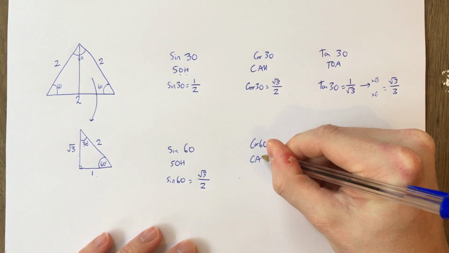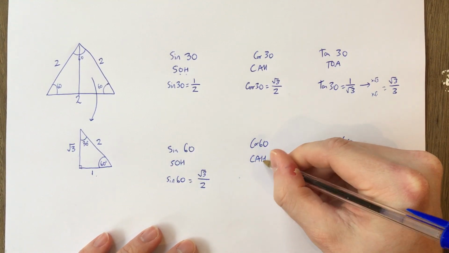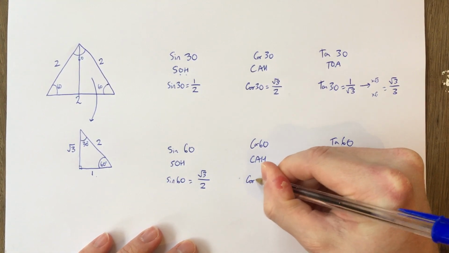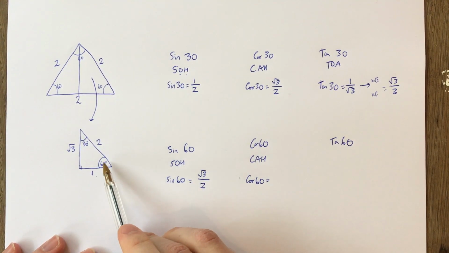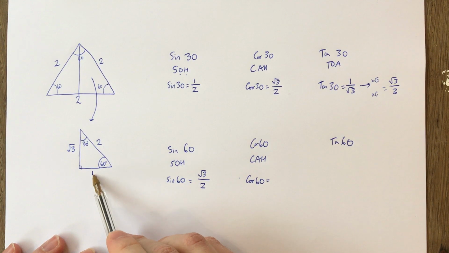Right, cos, so CAH, adjacent over hypotenuse, cos 60 equals adjacent. As we know, this is going to be different this time. That is the opposite, that's the hypotenuse, so that is the adjacent.